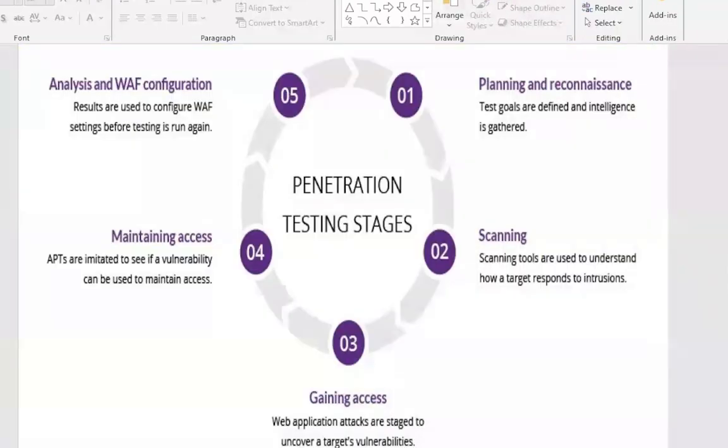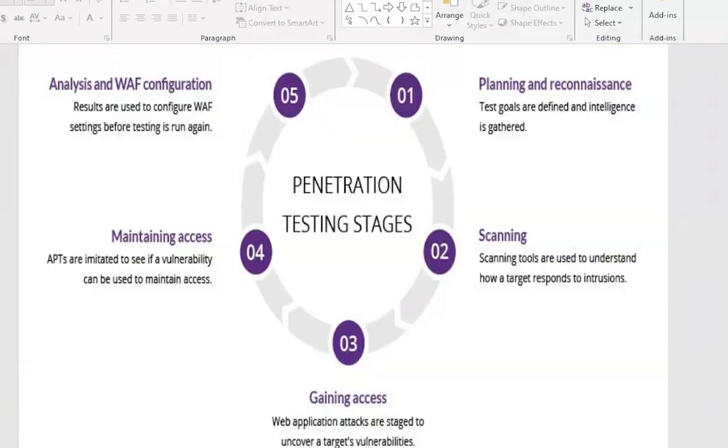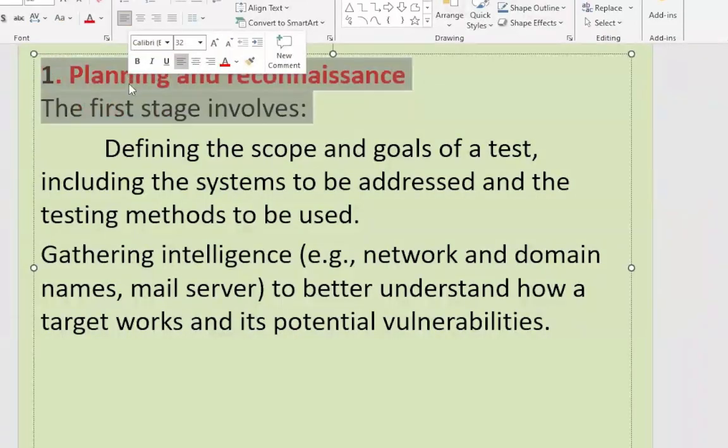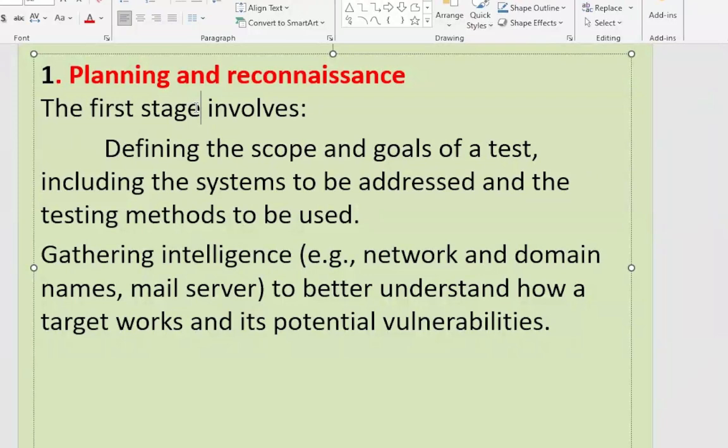It is defining the goal and scope of a test, or you can say defining the scope and goals of a test, including the systems to be addressed. Gathering intelligence, for example, network and domain names, mail server, to better understand how a target works and its potential vulnerability.